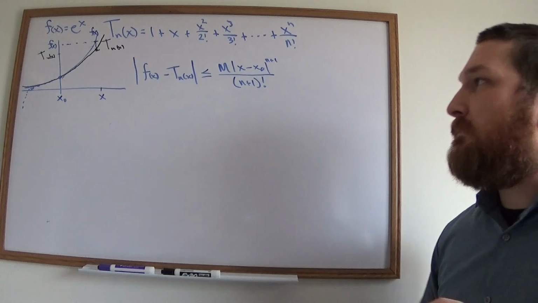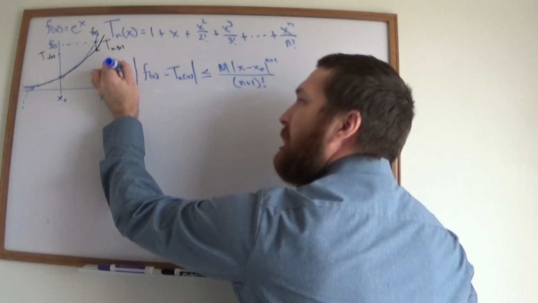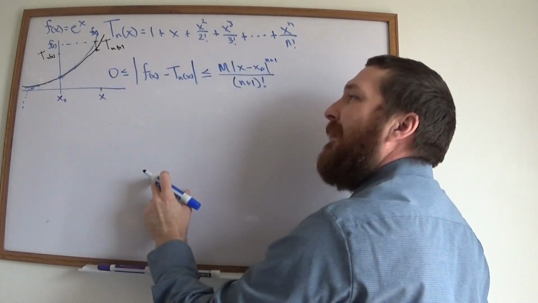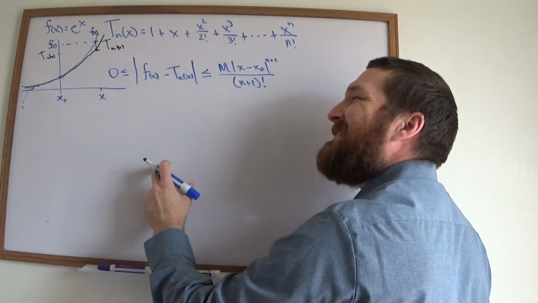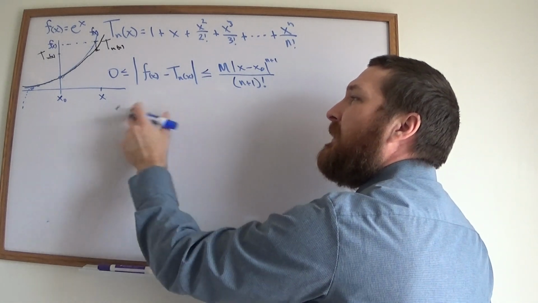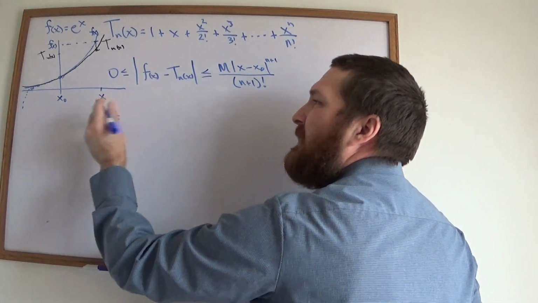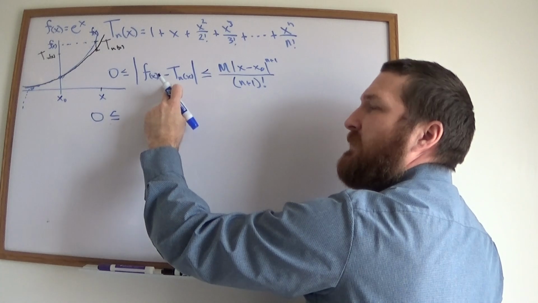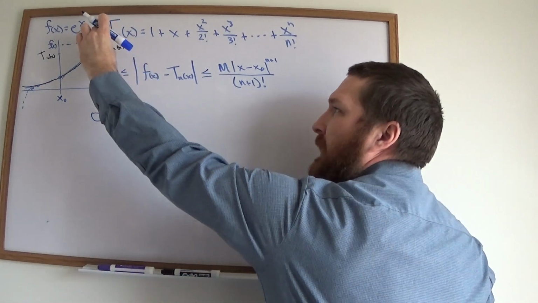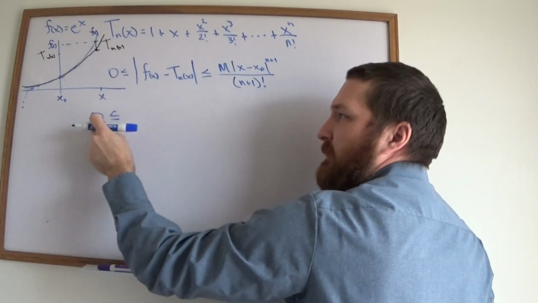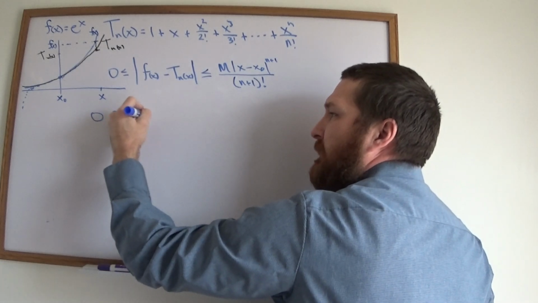So would that mean that if n is infinity, would it just be the same graph? So let's take a look at this. Let's take the limit. This is obviously anything in absolute value, that's always bigger than or equal to 0. And so this must be true.